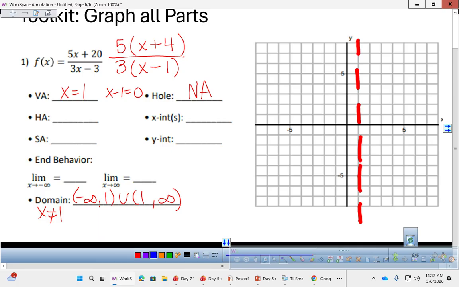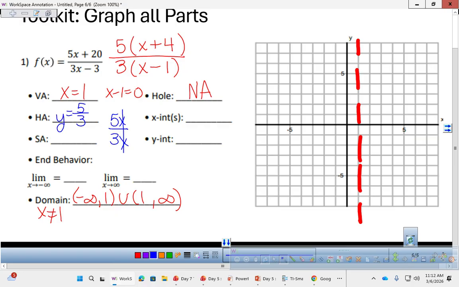From there, I go horizontal asymptote. So 5x over 3x. Those are the highest powers. And the x's cancel out. So this is a horizontal asymptote of 5/3, which is like 1.66667.